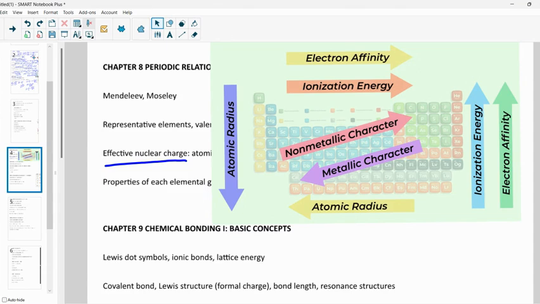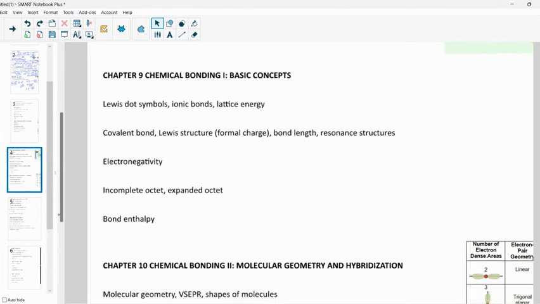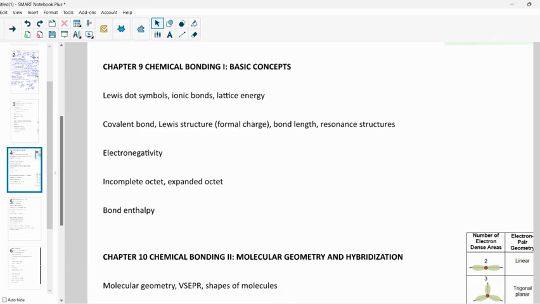All right. Chapter 9. This is us getting into bonding, right? We got our Lewis dot symbols. We just put electrons around however many valence electrons. Ionic bonds, lattice energy. I feel like I've talked about lattice energy so many times, and we still get tripped up on it.